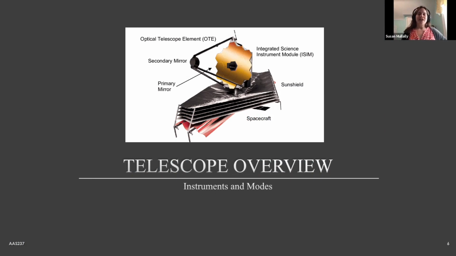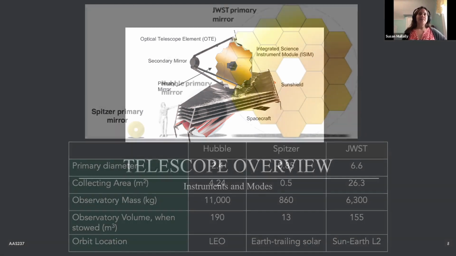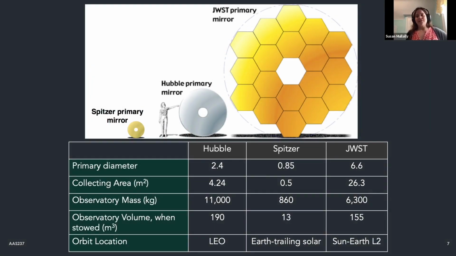Here's a quick overview of the telescope, some of its instruments and modes, all the capabilities of the telescope. JWST has a primary mirror that is 6.6 meters, as I said, and it's made up of these 18 hexagonal individual mirrors that all work together to reach that collecting area. Its collecting area is about 6 times larger than that of Hubble and 50 times larger than Spitzer, and it's operating in the infrared. To enable us to do that, it's orbiting the sun at the Sun-Earth Lagrange 2 point. By being way out there, it allows us to keep it nice and cool but still have decent communications with it.